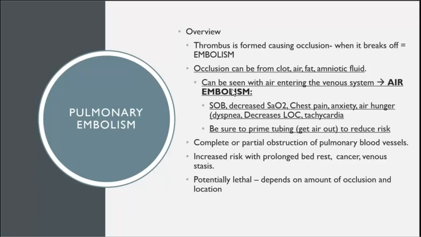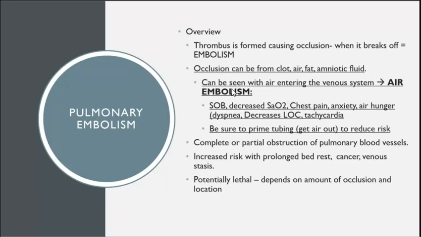Complete or partial obstruction can occur. So you can have a partial obstruction and have mild symptoms. But what happens when we have a partial obstruction? Our body is going to start to build up with platelets and it can possibly become a complete obstruction. Increased risk with prolonged bed rest, your patients that are not getting up and walking around, especially post-op. It is a priority, if they are a candidate to ambulate, to get them up and ambulate. Oncology patients are a high risk. If they're just not moving, they are a high risk.